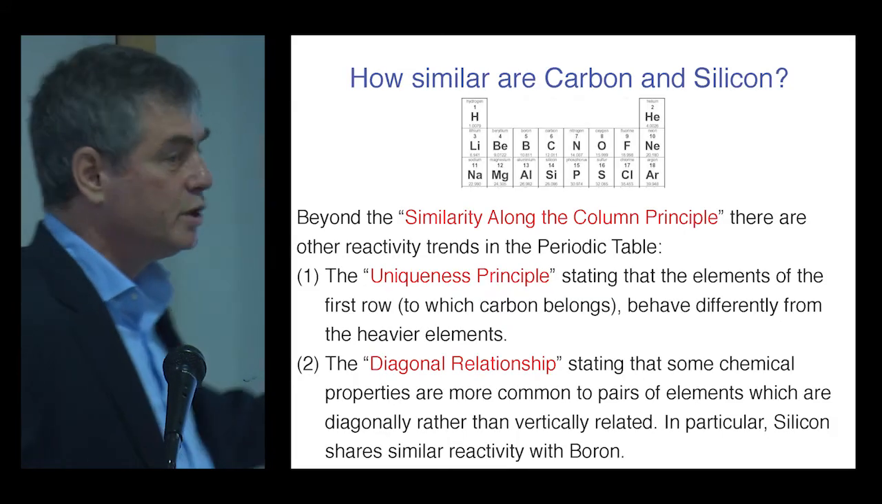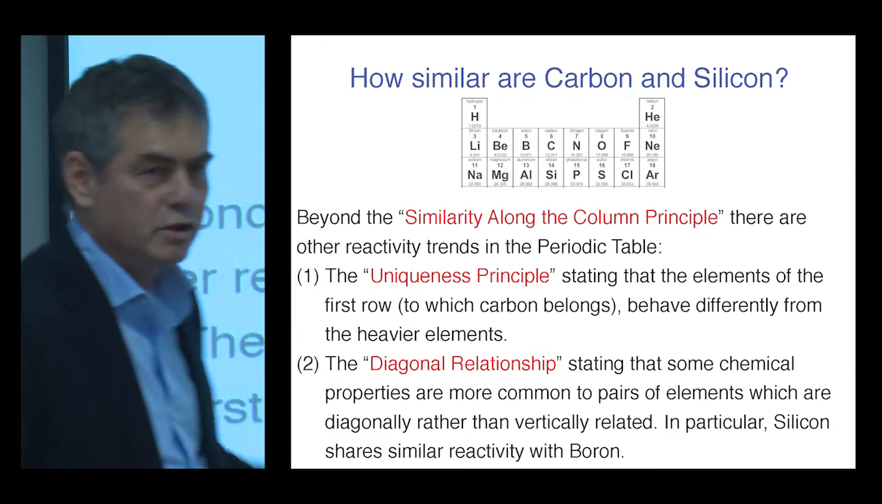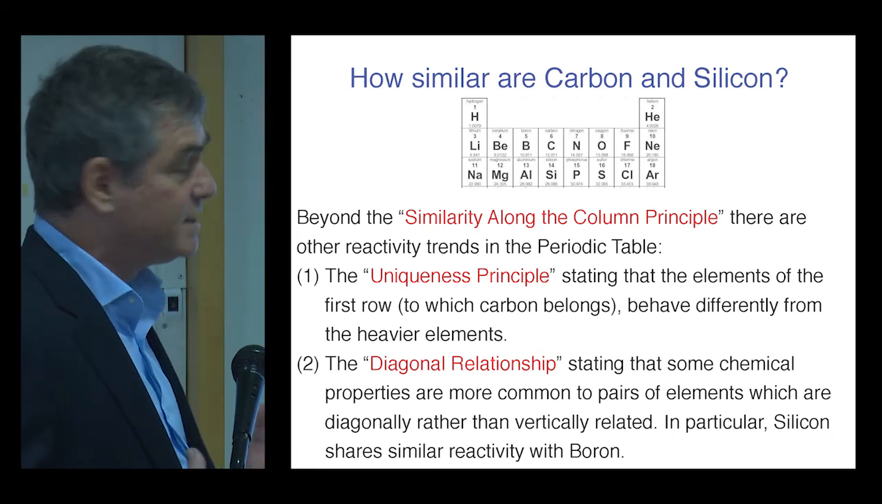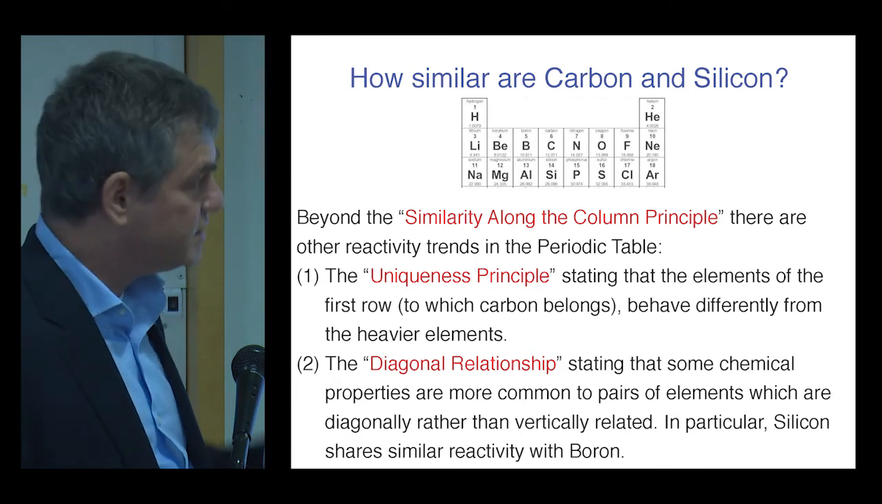One of them is the uniqueness principle. It says that the elements of this row, starting with lithium and containing carbon, are different from all the rest of the elements. So silicon is similar to carbon, but not as much as we might expect. These elements are unique.